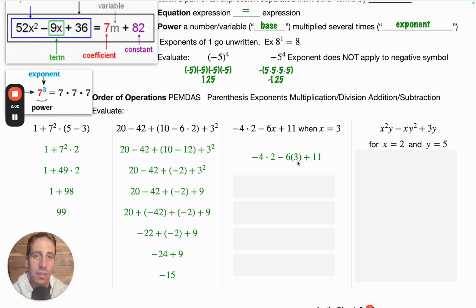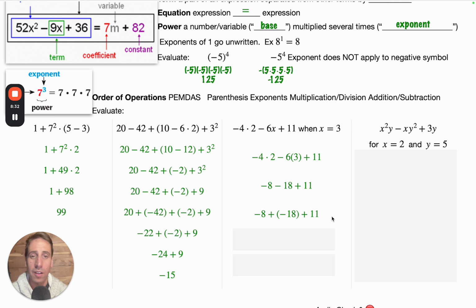All right, so I see multiplication, I see subtraction, and addition. What I'm going to do, I'm going to multiply first. 4 times 2 is 8, and bring down the negative. And now I've got a subtraction and addition. I'm just going to change the subtraction to addition. So I keep the negative 8, I change this subtraction to addition, and I flip the positive 18 to a negative 18. Negative 8 plus negative 18 plus 11.